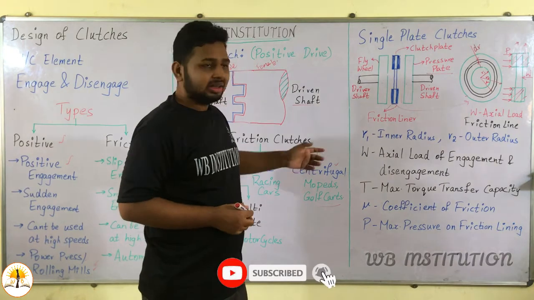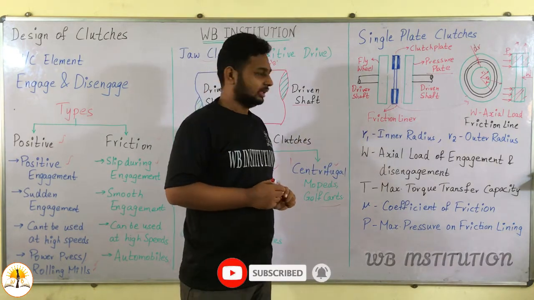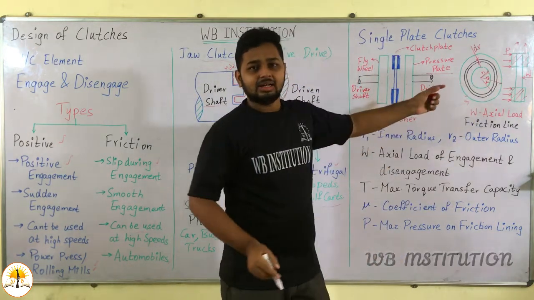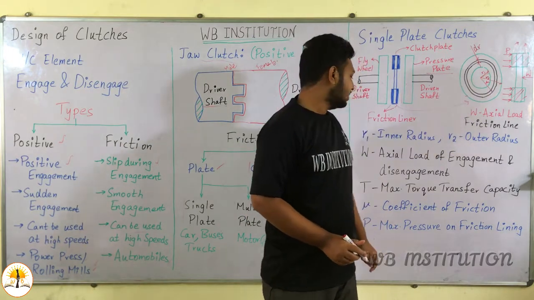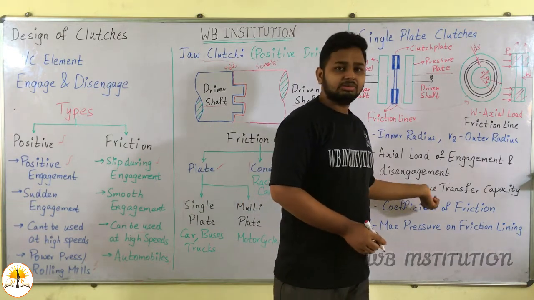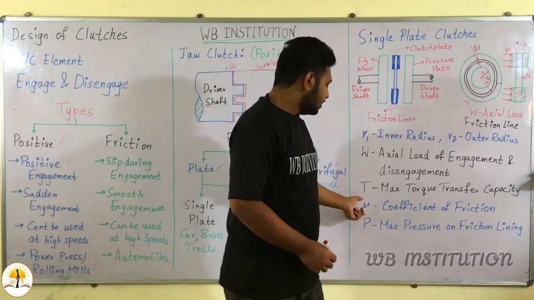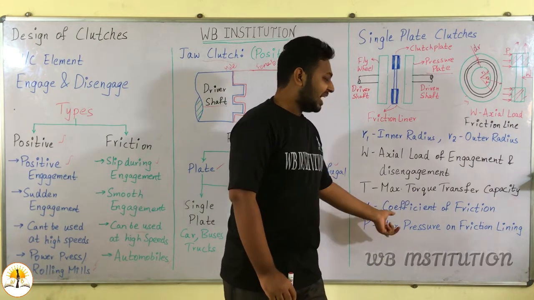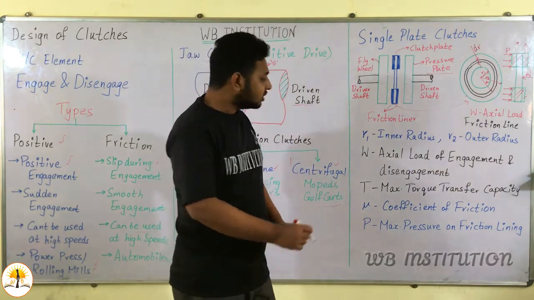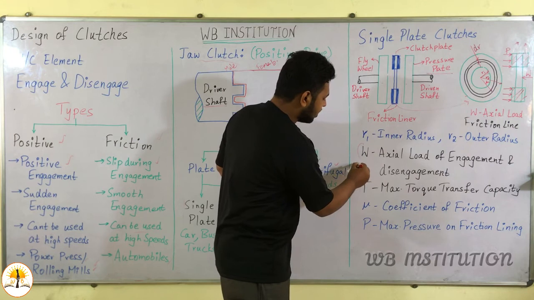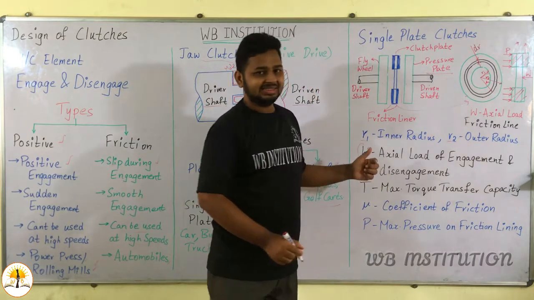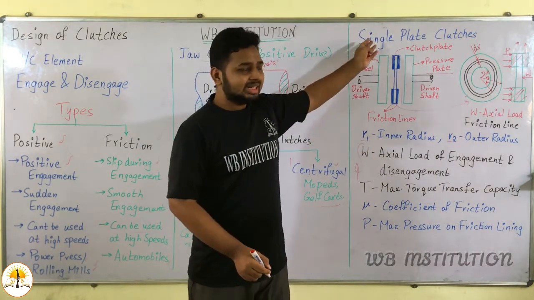Now let us see the terminology used in this derivation. Here R1 is the inner radius of the friction liner, R2 is the outer radius of the friction liner, W is the axial load of engagement and disengagement, T is the maximum torque transfer capacity, mu is the coefficient of friction, and P is the maximum pressure on the friction lining. We explained this before. Now we want to calculate both these values, W and T, with respect to R1 and R2. That gives the result of the design of single plate clutches.